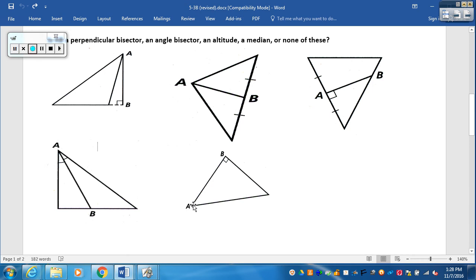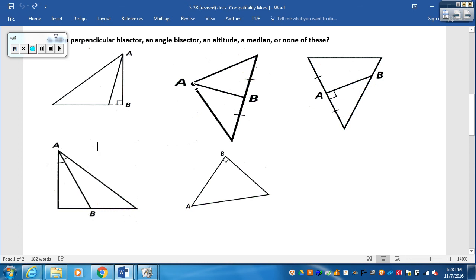This one, it's coming from a vertex. Actually, it's part of the vertex, and it is forming a right angle with the opposite side. So it's one of those right triangles where it does form a line perpendicular to the opposite side. That would be your altitude right there. Okay. Next one, median. Well, we know this is the altitude.